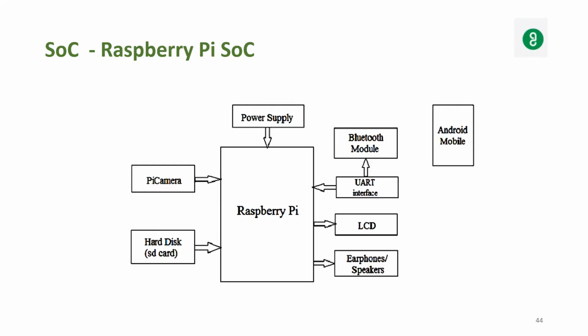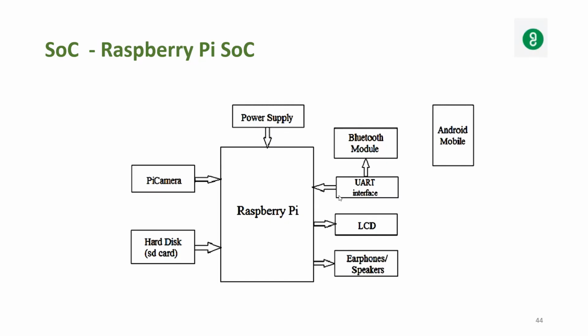With low cost, you can even interface it with a monitor, and it works like a system separately. You can interface it with a monitor and work with Raspberry Pi. That is possible. Now, you can interface Raspberry Pi with a camera. It supports SD card and hard disk, and you need to give power supply to it.